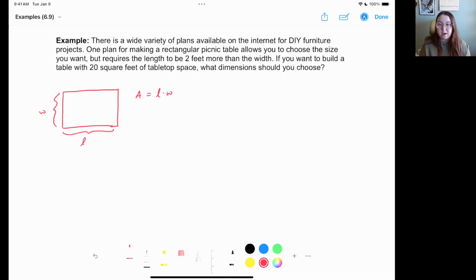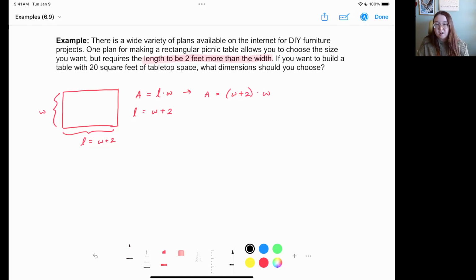But we have some requirements. Now one of our requirements here is that the length needs to be 2 feet more than the width. So length should always be width plus 2. So length is equal to width plus 2. So when we find the area of length times width, we can actually replace the length, which we know is equal to width plus 2, times the width. And this leads us into answering our problem.